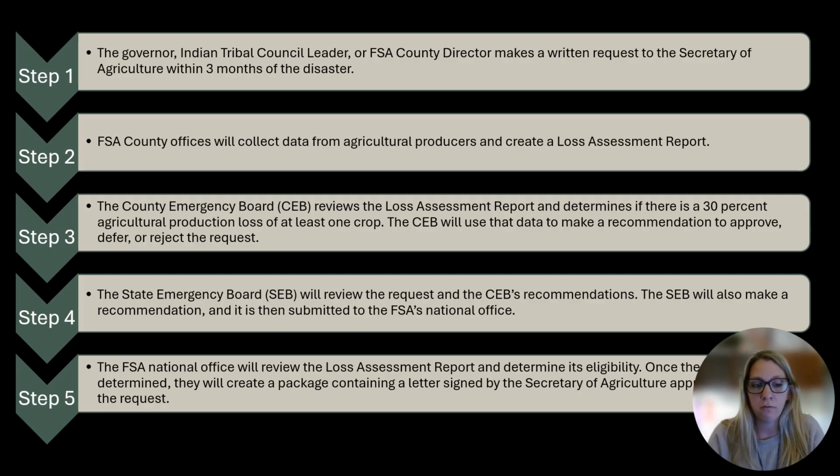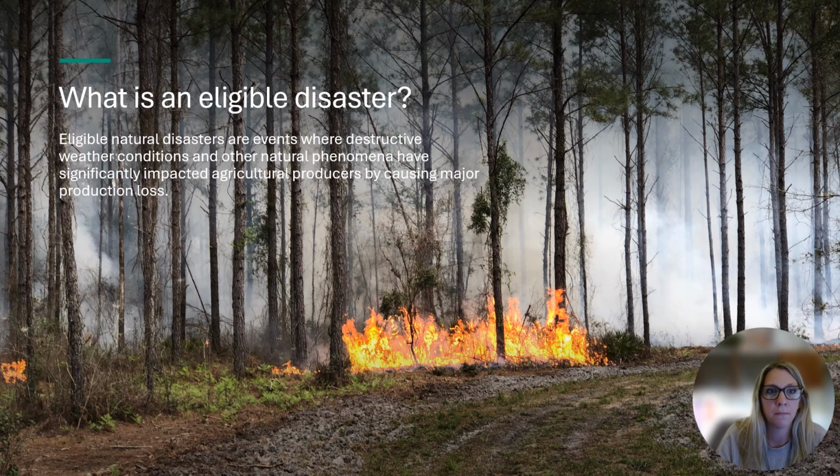The FSA's national office will review the loss assessment report and determine its eligibility. Once the eligibility is determined, they will create a package containing a letter signed by the Secretary of Agriculture approving or denying the request. After that final step, if the request is approved, the county FSA office will notify the ag producers and farmers that emergency loans and USDA assistance may be available.